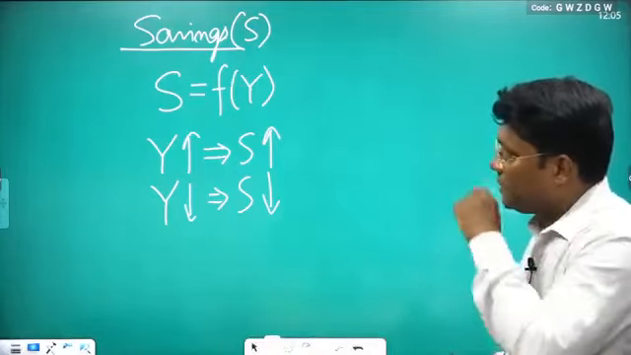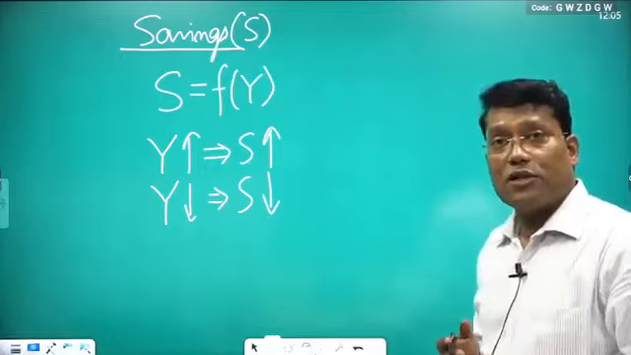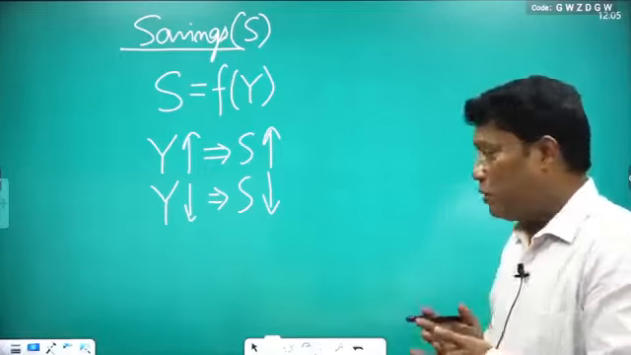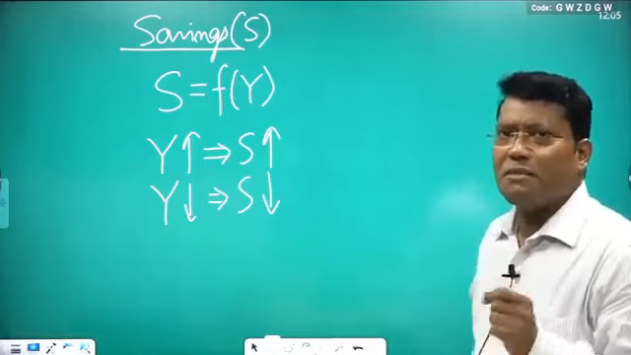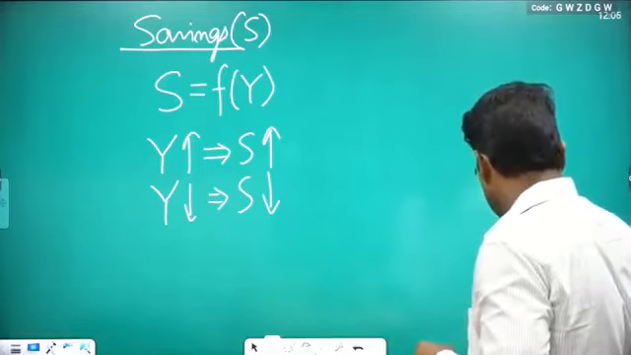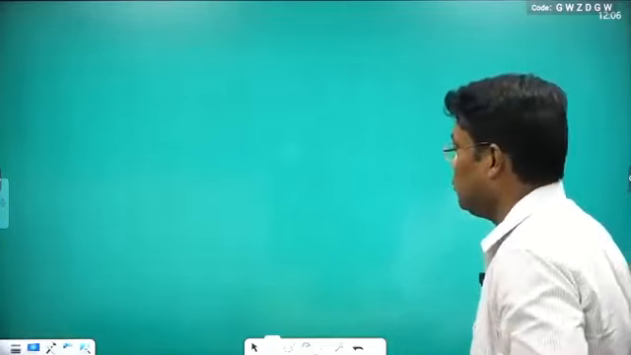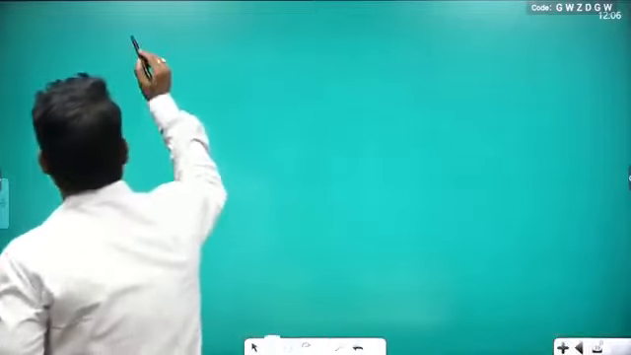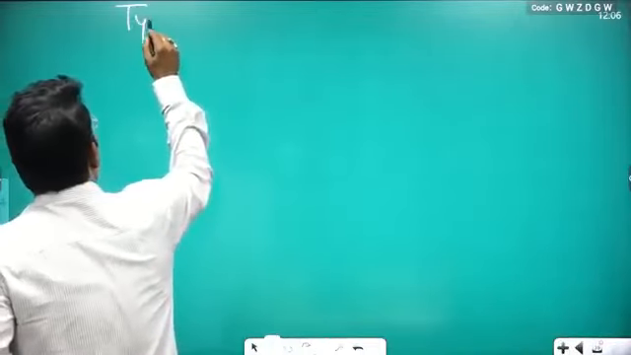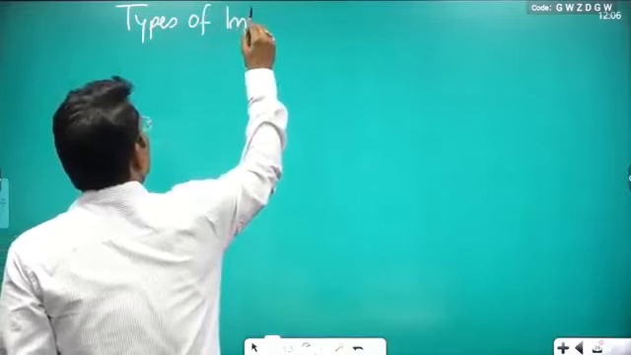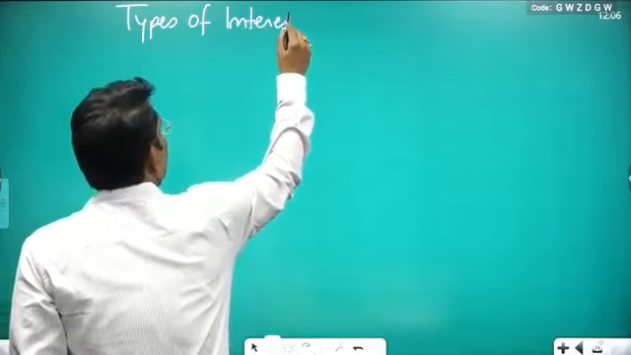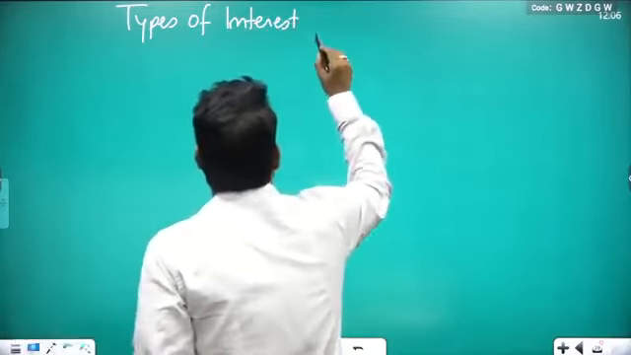So saving is there. Now we are going to the next component, that is investment. We should know about the investment. But before going to investments, we need some information, and that's where I'm going to add you, that is the types of interest rate. Then investment I will discuss, types of interest rates.